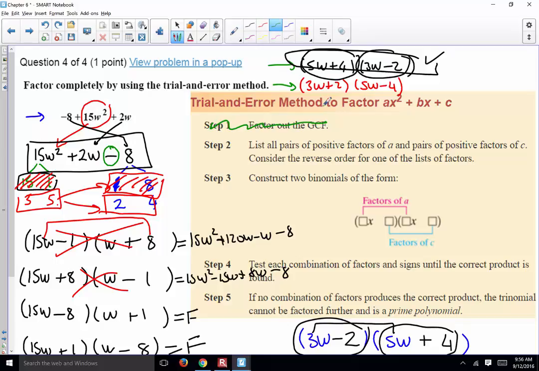So what is wrong with the bottom one? When you FOIL it, it is 15w squared, 3w times minus 4 is minus 12w, 2 times 5 is 10w, and 2 times minus 4 is minus 8. When you add these up, it's minus 2w instead of positive 2w. Okay? So that was a slight mistake, but you got the right pairs anyway, except wrong signs.